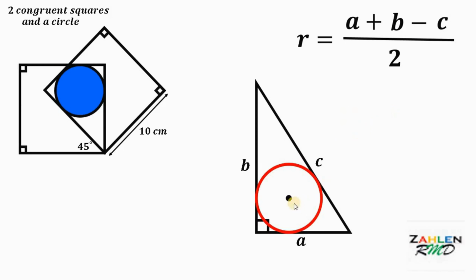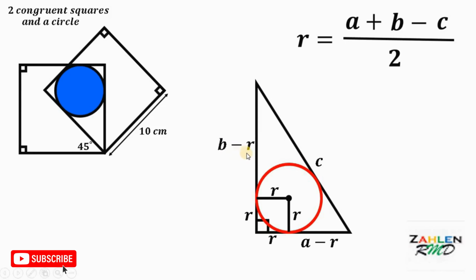To do that, let's draw the radius of this circle like this, such that this radius is perpendicular to the side of this triangle. Now let r be the radius of the circle. It follows that all of this side must be equal to r. Now on the bottom part, the total length of this side must be a. Therefore, this segment must be equal to a - r. Now on the left part, if this is r and the total length of this side must be b, therefore this remaining segment must be b - r.